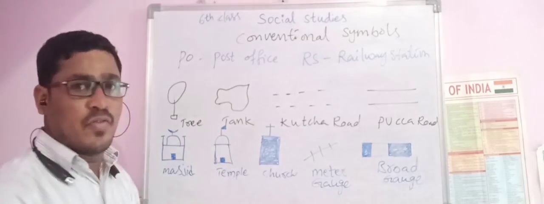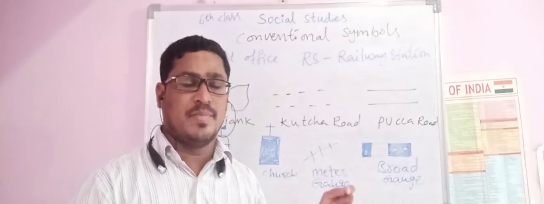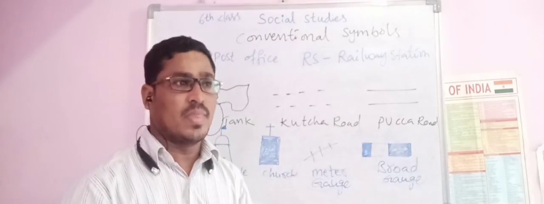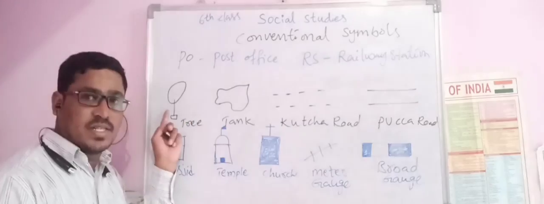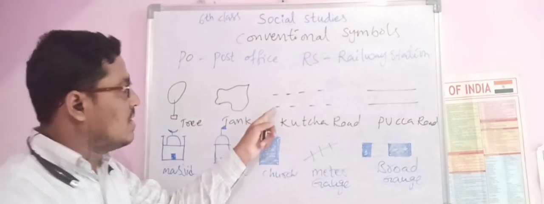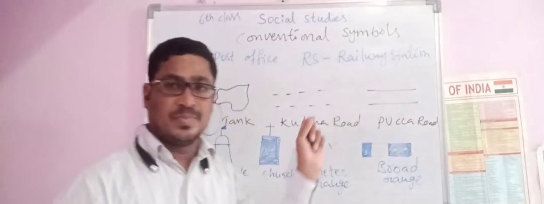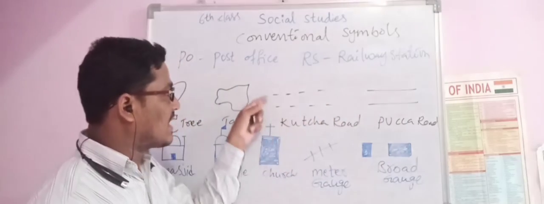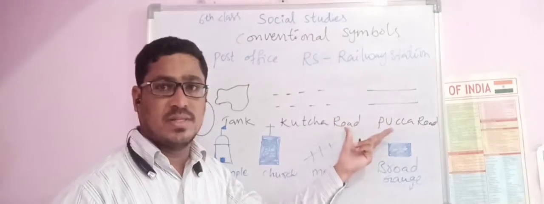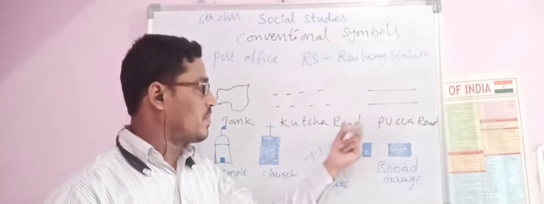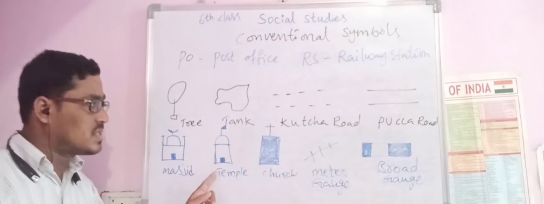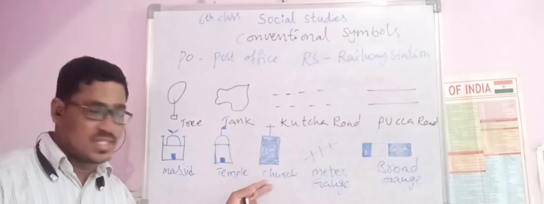Similarly, we cannot show a real railway station on the map. We use the RS symbol for railway station. Trees also have a symbol. This is the symbol of the tank. Kacha road and Pakka road: see the small difference here? We use these symbols in the map. Then the symbols of the masjid, the temple, and the church.